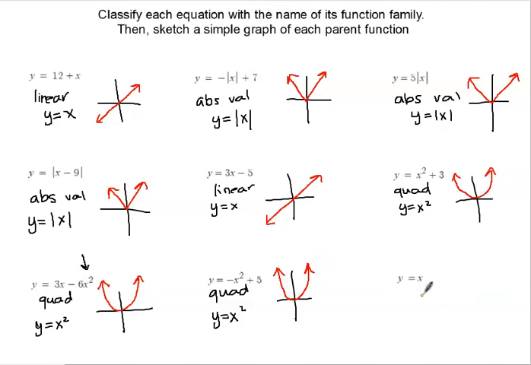Lastly, y is equal to x. That's the exact form of a linear equation. So the parent function is y equals x. This is the parent function. We didn't make any changes to it. We have a line through the origin with a slope of 1.